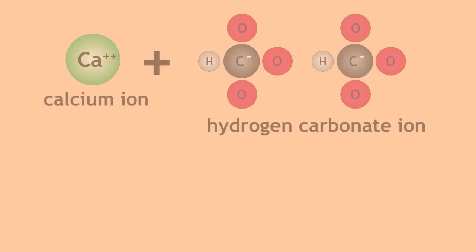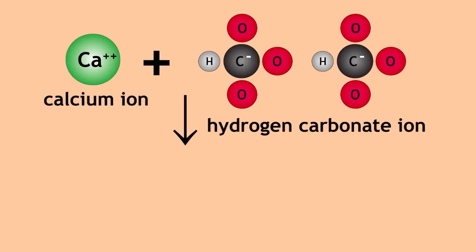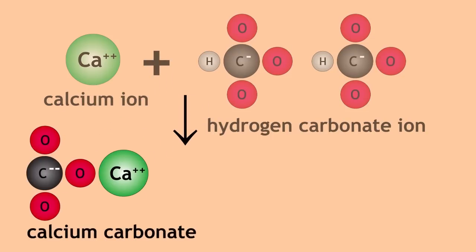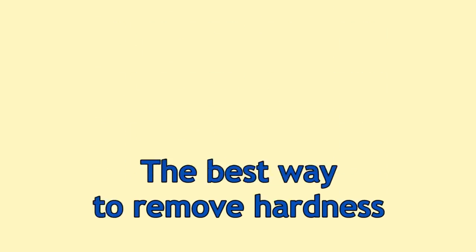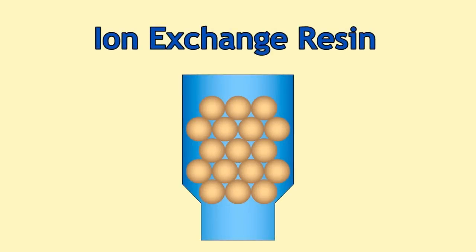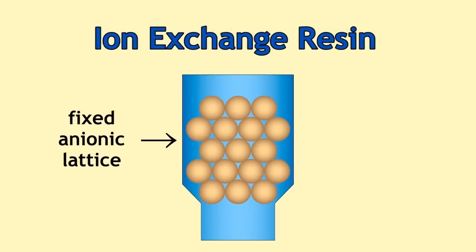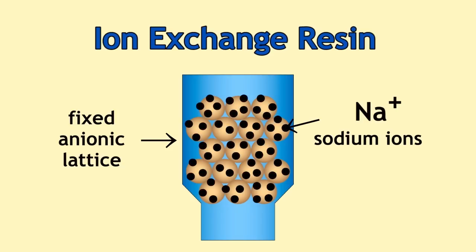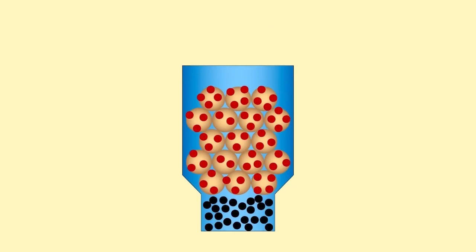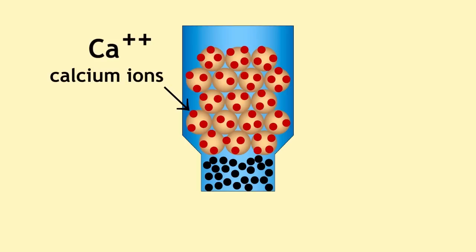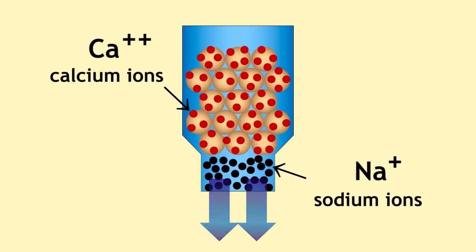Well, the answer is that the calcium hydrogen carbonate splits up into calcium carbonate, which is the lime scale, carbon dioxide, and water. The best way to remove hardness is actually to use something called an ion exchange resin. These have a fixed anionic lattice, a bit like clay, initially balanced by positive sodium ions. As hard water flows through, the calcium ions are exchanged for the sodium ions, so that the calcium ions sort of stick to the clay and the sodium ions come out into the water. And in this way, the water is softened because the calcium is no longer there.